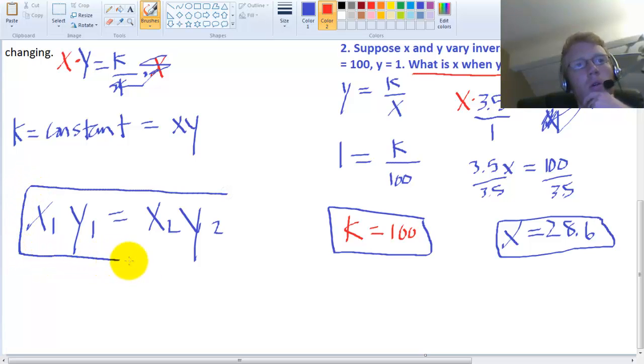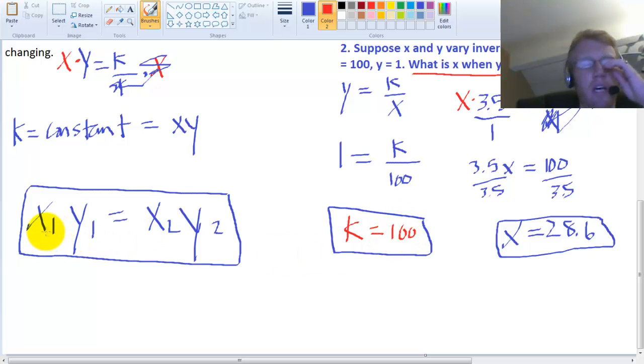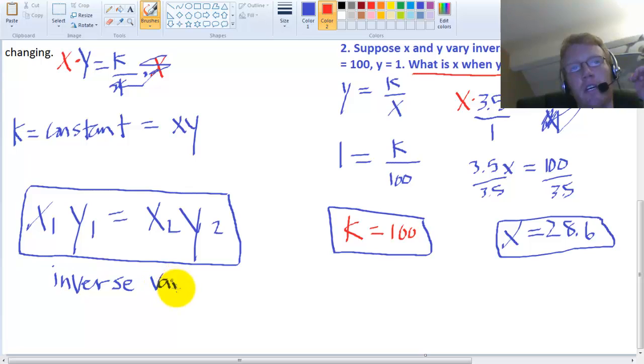Okay, so if you know the x value and the y value at the beginning, one way to do it was how I did it here. Plug in x and y and find the unknown k value as your intermediate answer. And then for the second part, you can use that value of k that you just found to figure out your unknown. Alternatively, you can skip that intermediate step by just setting up x1 y1 equals x2 y2. But this is only available as an option for inverse variation.